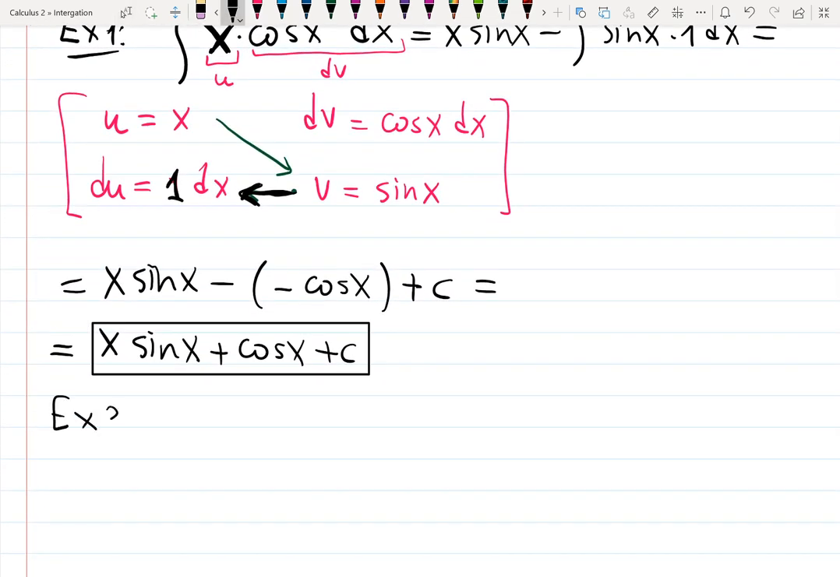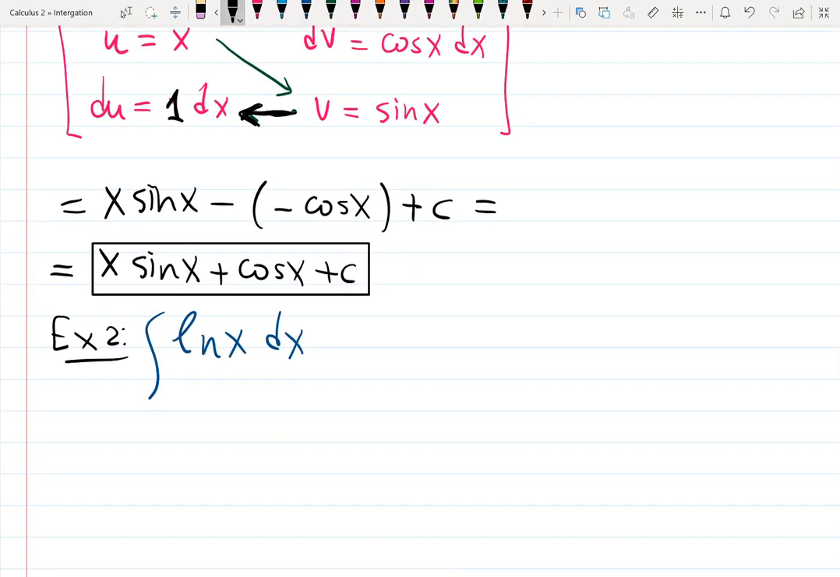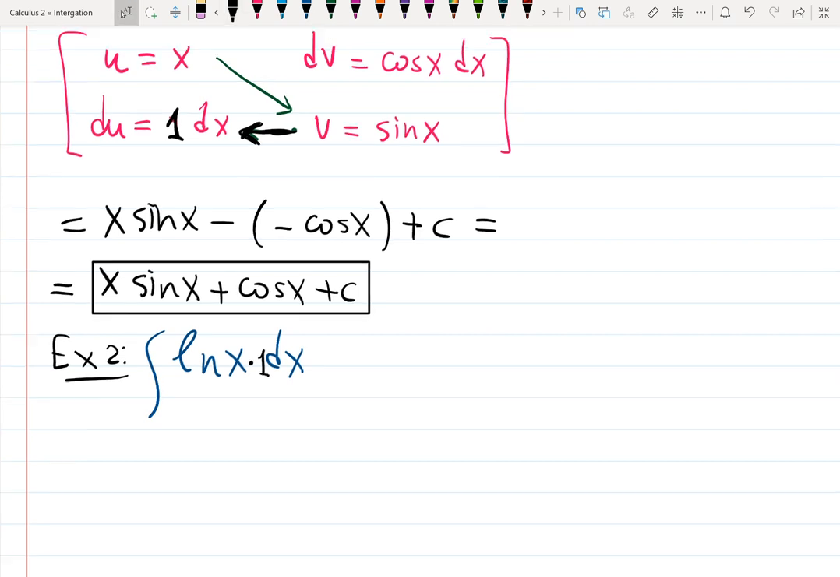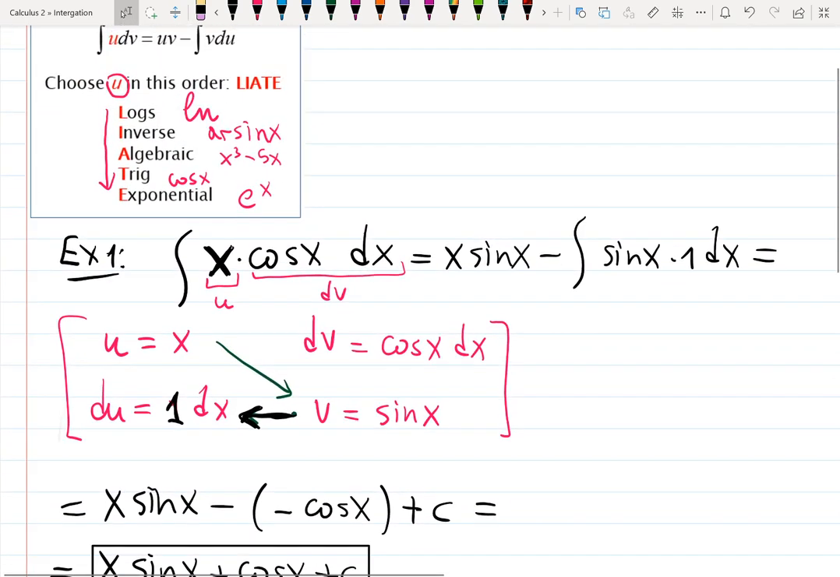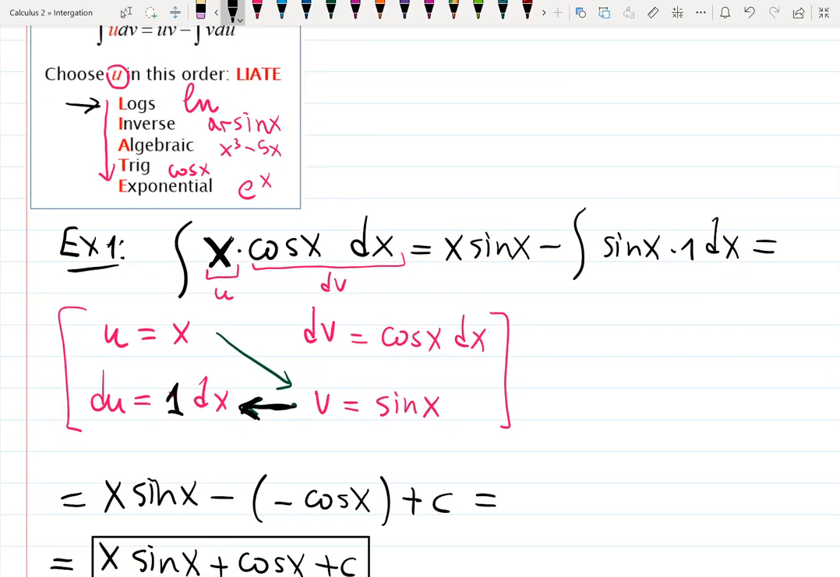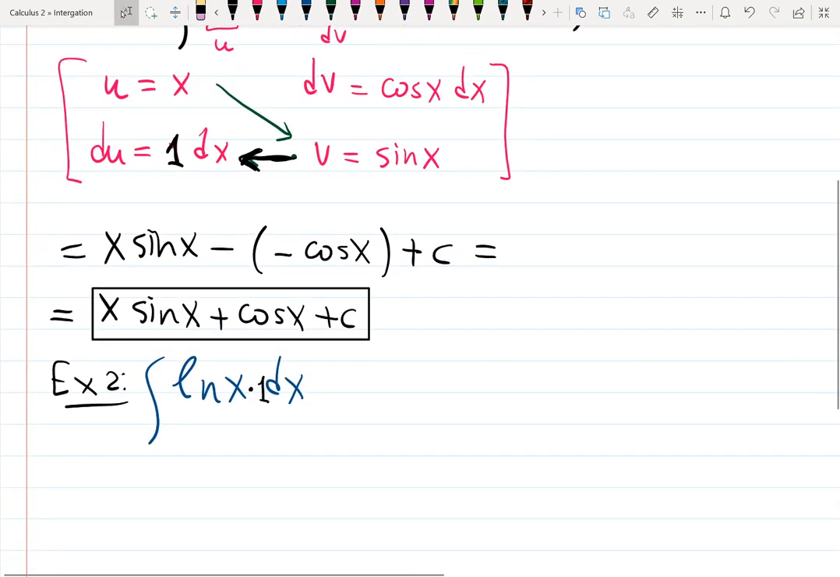Second example is just a simple reminder. Do you guys know how to integrate log? Natural log of x dx. And actually there's a whole Wikipedia page you can check about the integral of natural log of x. Well, you need to know integration by parts to learn how to integrate such a simple function as log. You should see this as natural log of x times 1. Maybe that will help you. So the list says the moment you see log, choose that to be u. Okay, I can see that there's a log here. So I'm choosing that to be u.